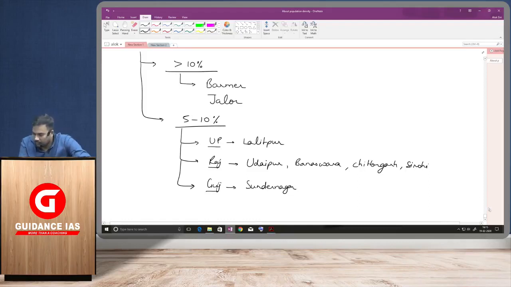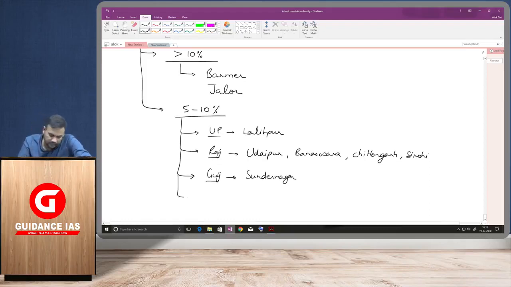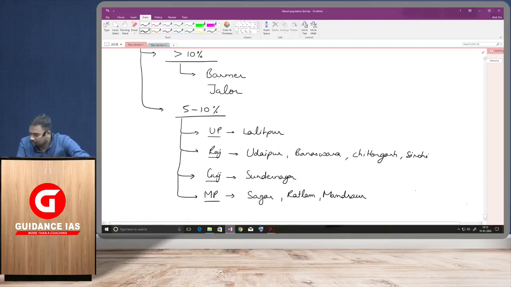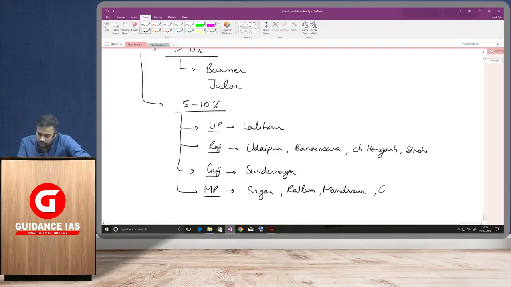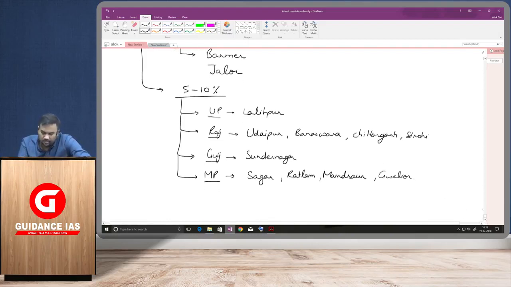Then in Madhya Pradesh there were a number of areas like Sagar, Ratlam, Mandsaur, Gwalior. These places are basically ancient cities of India where they are located.